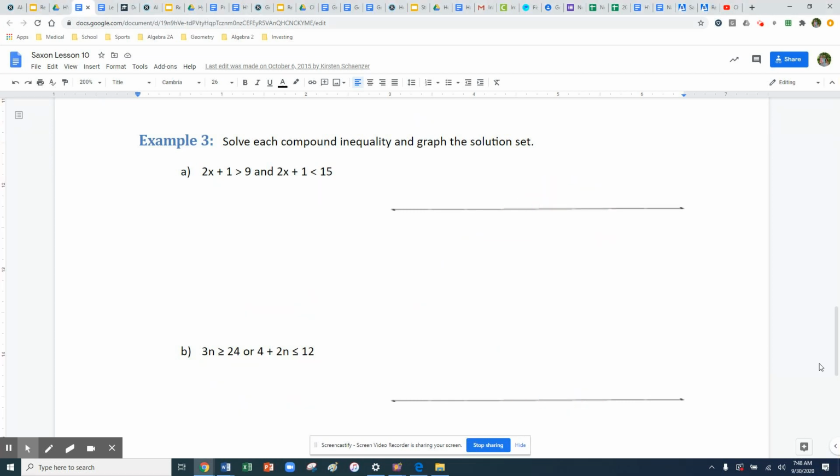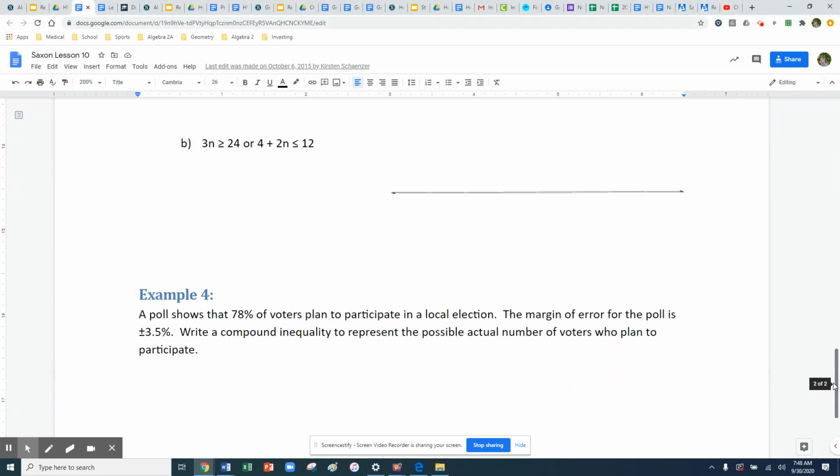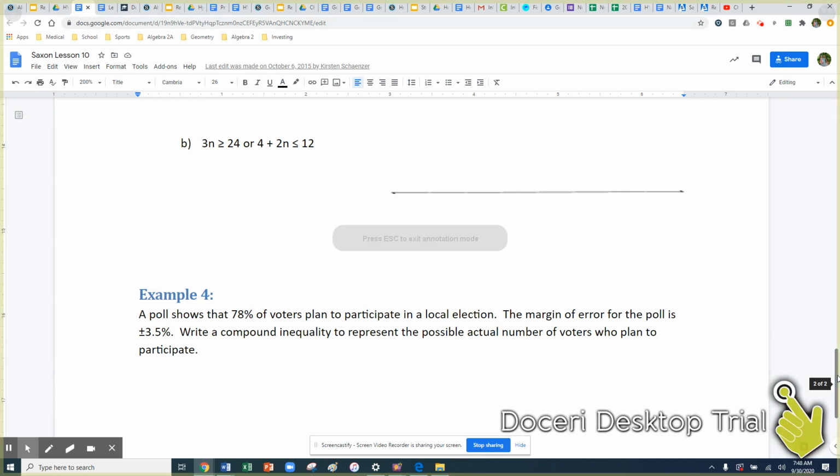Lastly, we'll look at writing a compound inequality from some statistics. It says a poll shows that 78% of the voters plan to participate in a local election. The margin of error for the poll is plus or minus 3.5%. If you can't quite see what that says, I'll zoom it in. That's a plus minus 3.5. Write a compound inequality to represent the actual number of voters who plan to participate. We'll say V equals our voters, so we'll use the variable V for that.